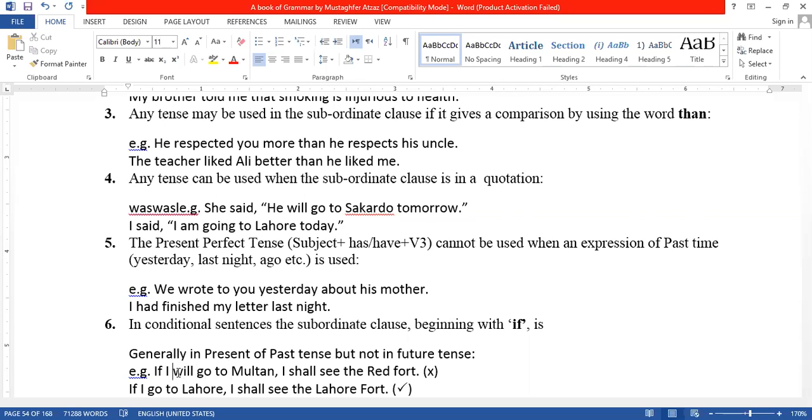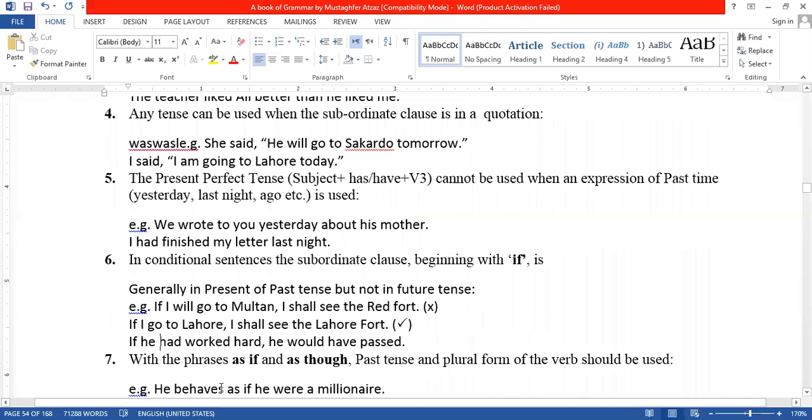Look at the upcoming example, that is the correction of this one. "If I go to Lahore, I shall see the Lahore Fort." All right. Now you can see that we use present here. That is okay, because this is the first conditional. By the way, I will teach you conditionals in upcoming lectures in detail. This rule is related to conditionals, but it is also related to the tense part. So that is why I was telling you here too.